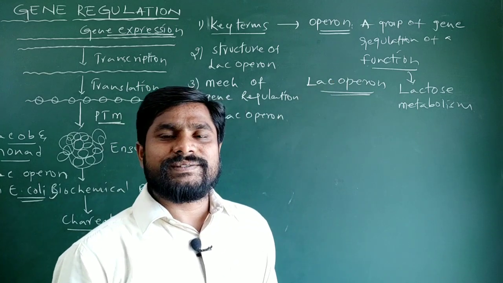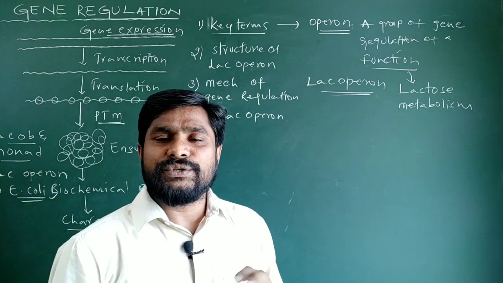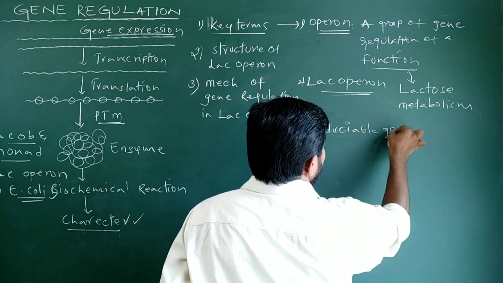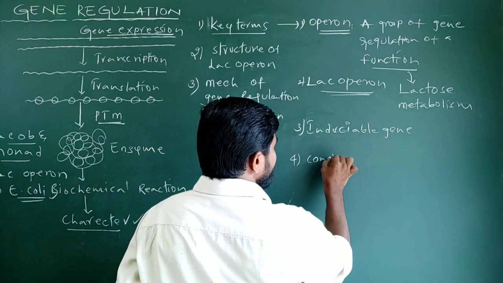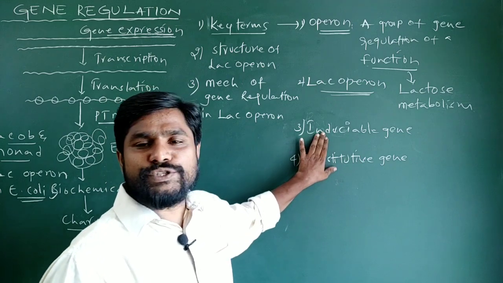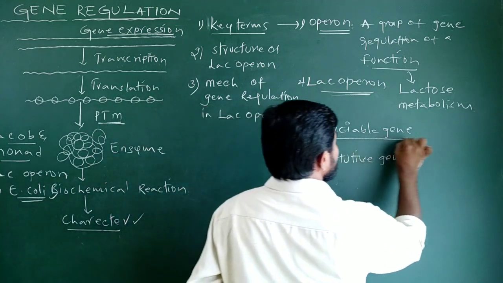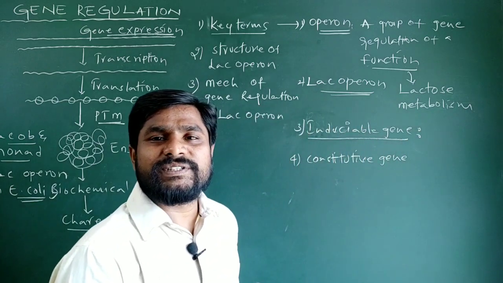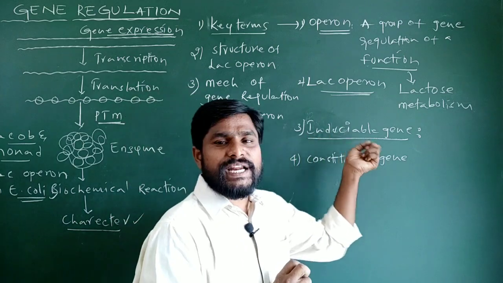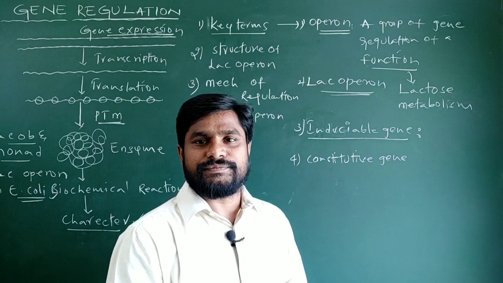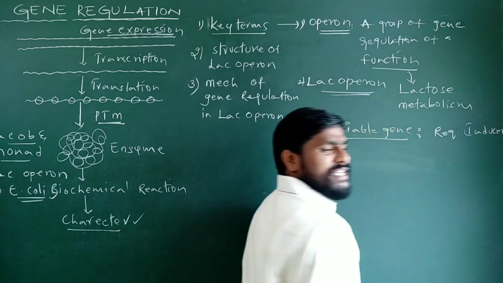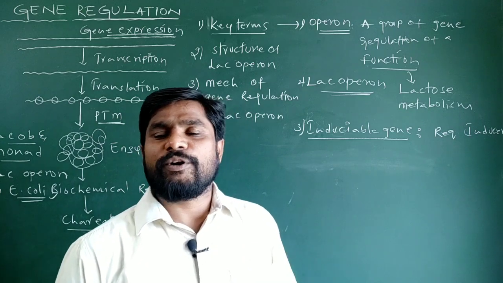Here, based on the mode of regulation, the genes in the DNA of the organism are categorized into two major groups. Those are inducible genes, and the other one is constitutive genes. First, let us discuss what are inducible genes. The inducible genes are the genes which express a character by undergoing transcription and translation in the presence of an inducer. Simply we can say inducible genes require the inducer for their expression. Those types of genes which require an inducer are called inducible genes. The best example for the inducible genes is the lac operon mechanism.